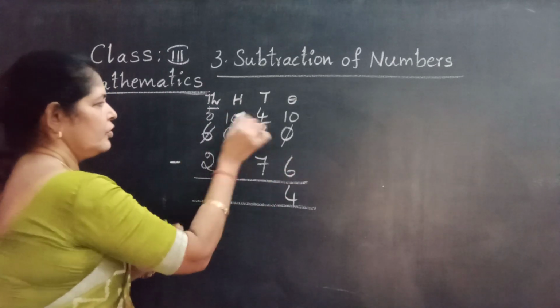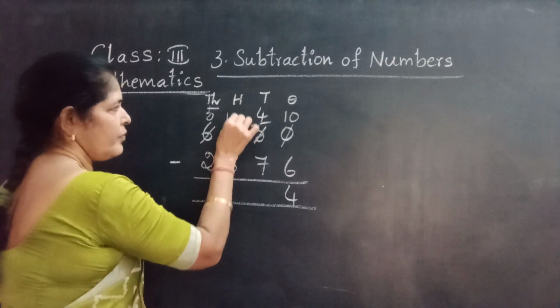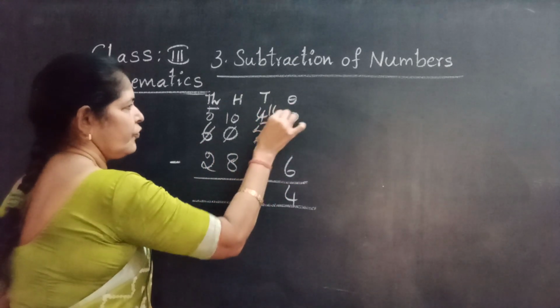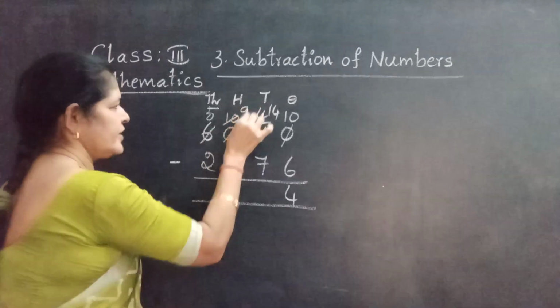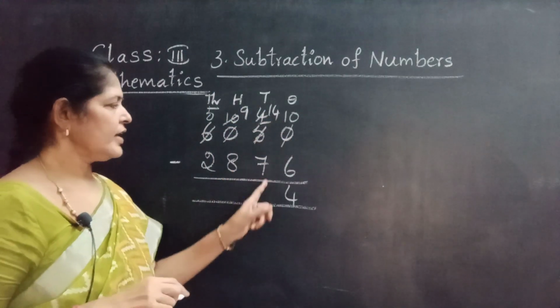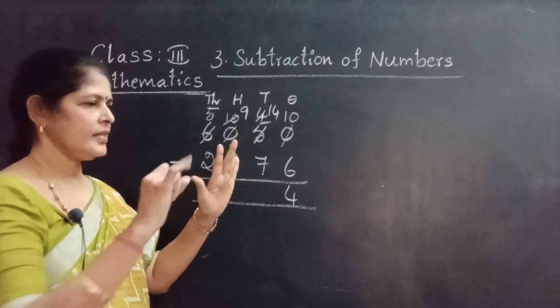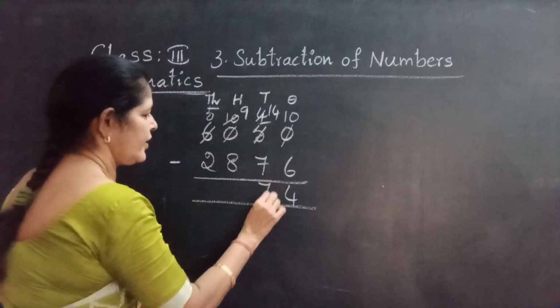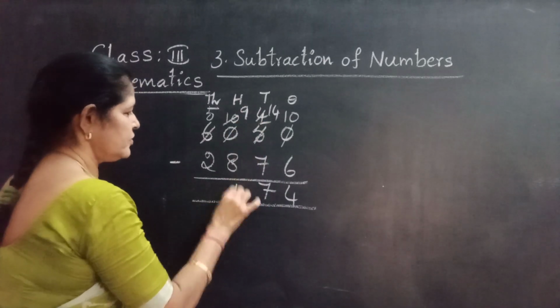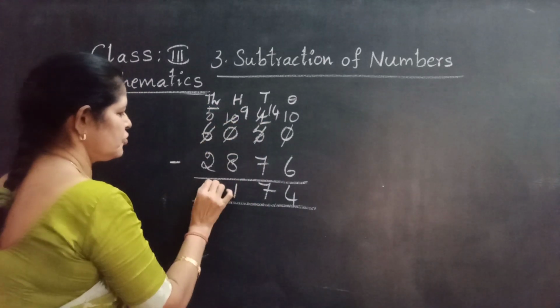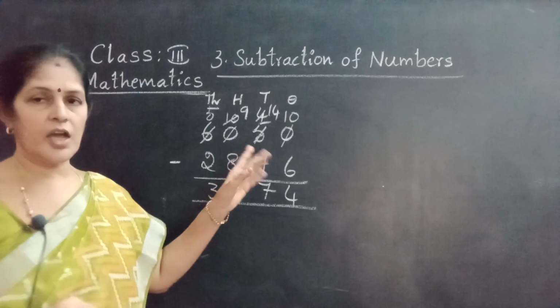Again continue. One number borrow from hundreds to tens. 4, 14, 10 changes into 9. Now 14 minus 7. 8, 9, 10, 11, 12, 13, 14. 7. 9 minus 8, 1. 5 minus 2, 3. Understood the concept?